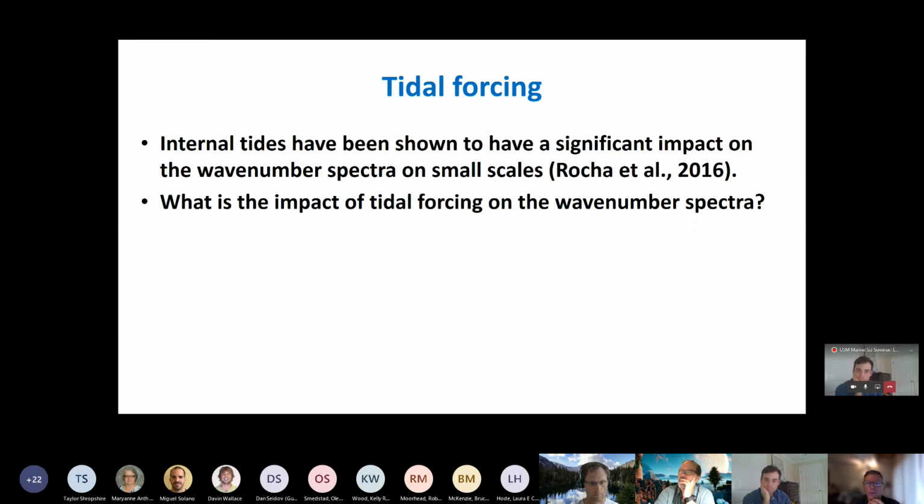Those were all computed from daily averages, and internal tides have been shown to have a significant impact on the wave number spectra. By the way, our numerical results were not unique; many others published the same thing. So what we set out to do was to look at the impact of tidal forcing on the wave number spectra.